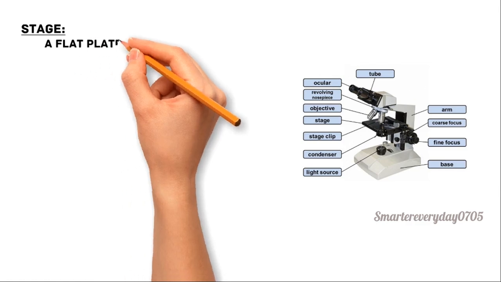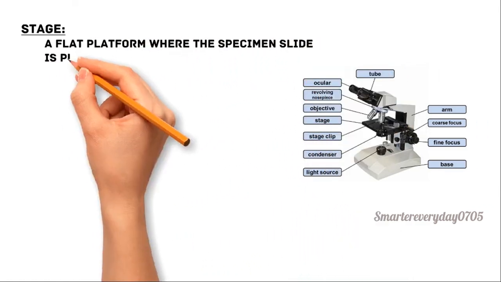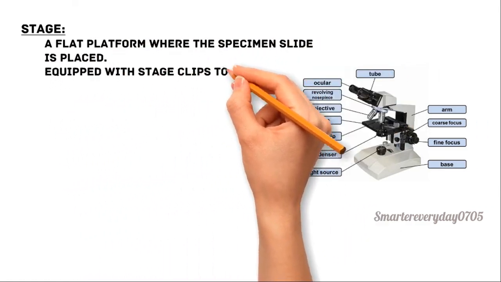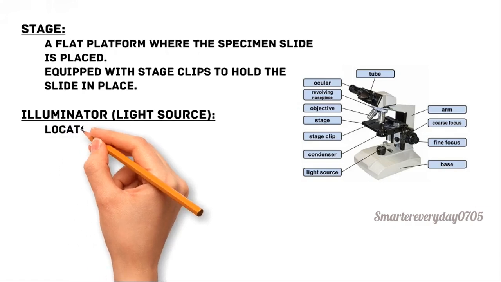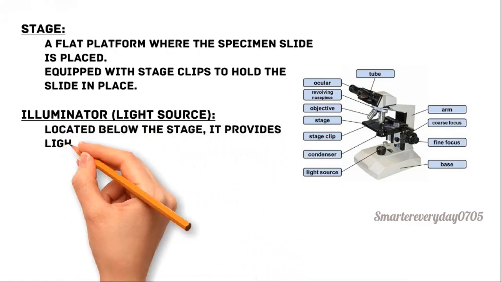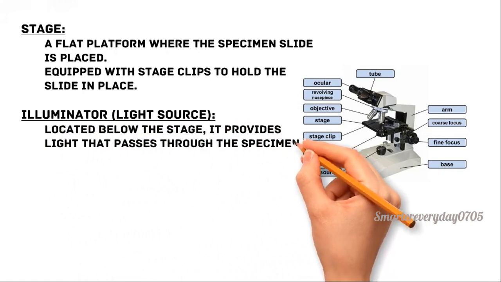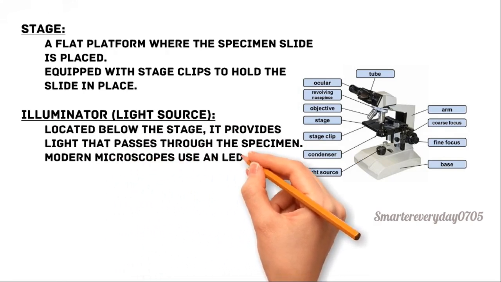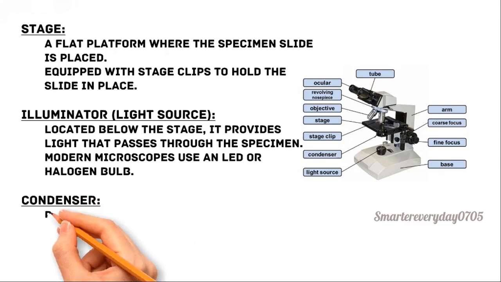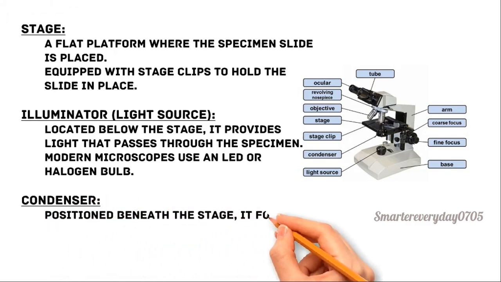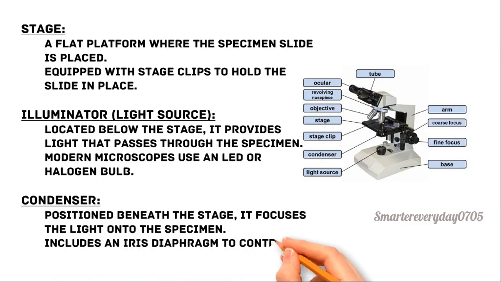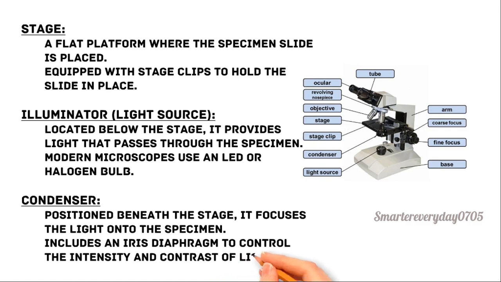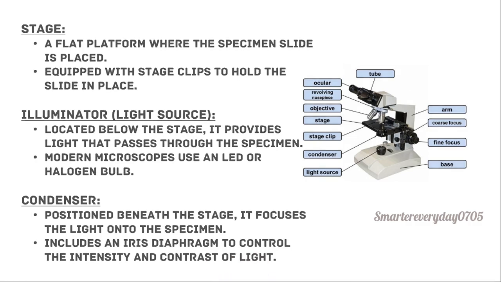Stage: a flat platform where the specimen slide is placed, equipped with stage clips to hold the slide in place. Illuminator or light source: located below the stage, it provides light that passes through the specimen. Modern microscopes use an LED or halogen bulb. Condenser: positioned beneath the stage, it focuses the light onto the specimen. Includes an iris diaphragm to control the intensity and contrast of light.